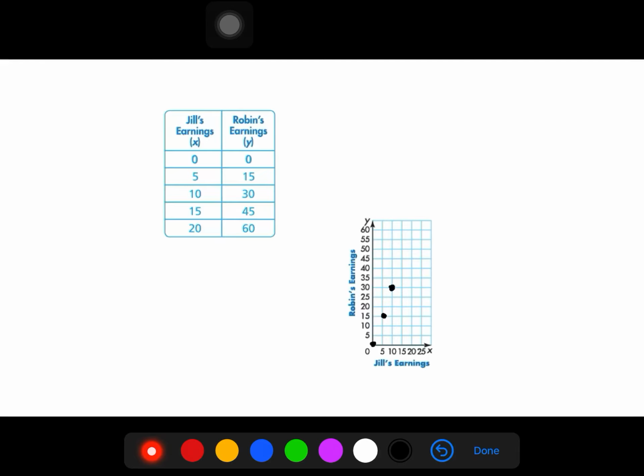So I'm just making my points here. Jill earns $15, Robin is at $45. And Jill earns $20 and Robin is at $60. So this is right here. And notice my pattern. I'm going to connect these with straight line segments here as I read this. Okay, there I have it. That's how you graph data.